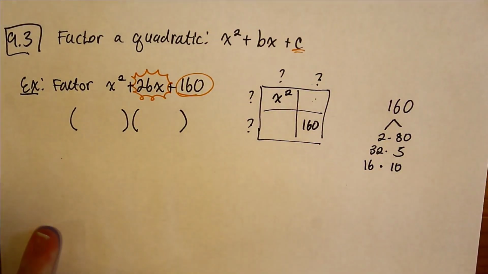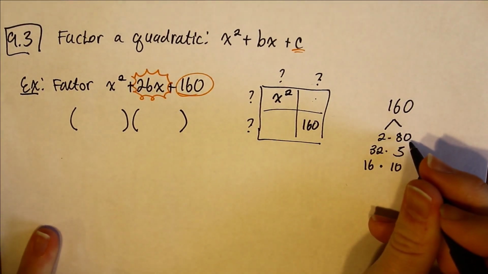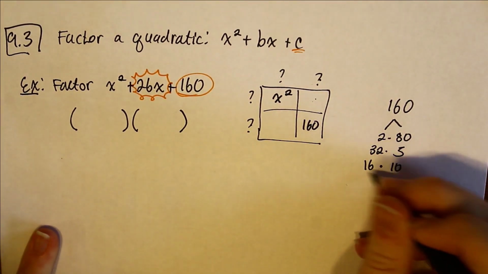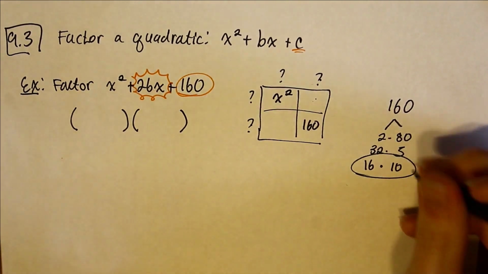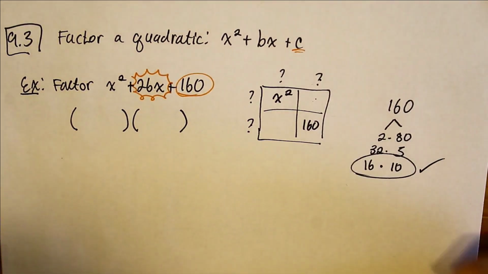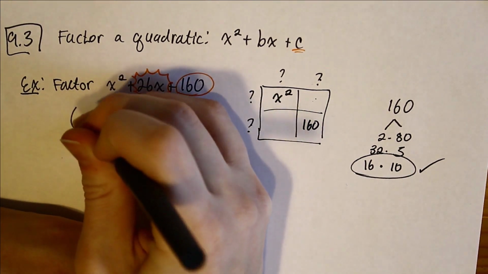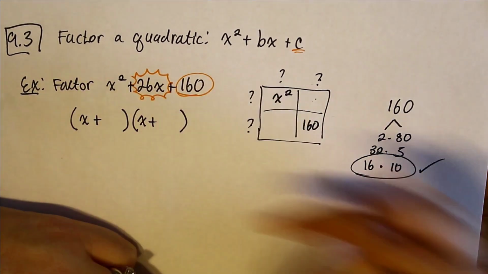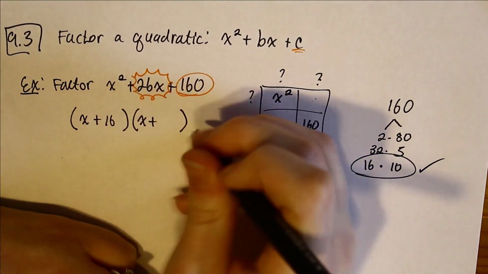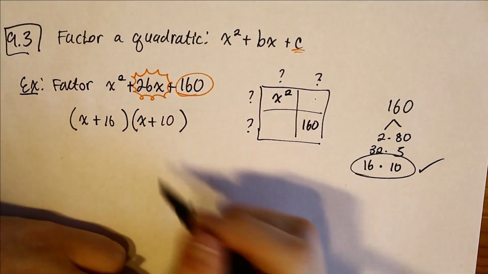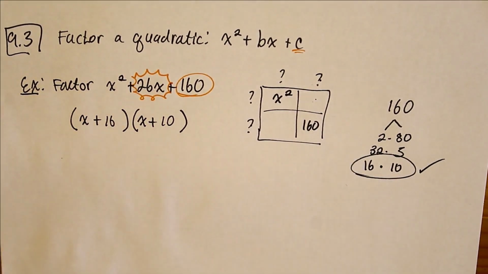So we're going to look at each of these. No, 2 plus 80 is not 26. No, it's this one right here, because 16 plus 10 gives us 26. So that means our two factors, they're both positive, so it's going to be x plus, x plus. First one is 16, the other one is 10. You could have these the other way as well, x plus 10, x plus 16, it doesn't matter.